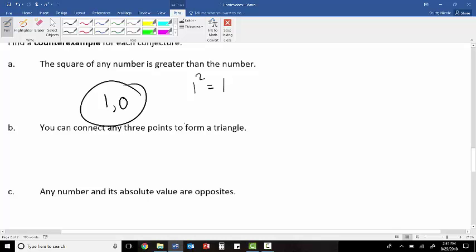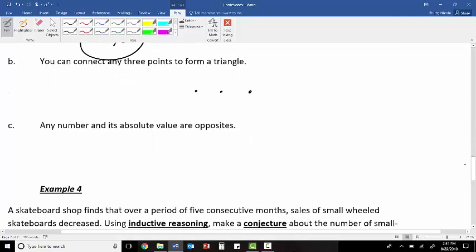Any 3 points can make a triangle. Okay, so if I draw these 3 points, however, they do not make a triangle, so that's a counterexample. Any number and its absolute value are opposites. For example, if I take the absolute value of 8, that is just 8. These are not opposites, so 8 is a counterexample. Same thing with 1, 0, 3. There's an infinite amount. So any of those would be fine as a counterexample.